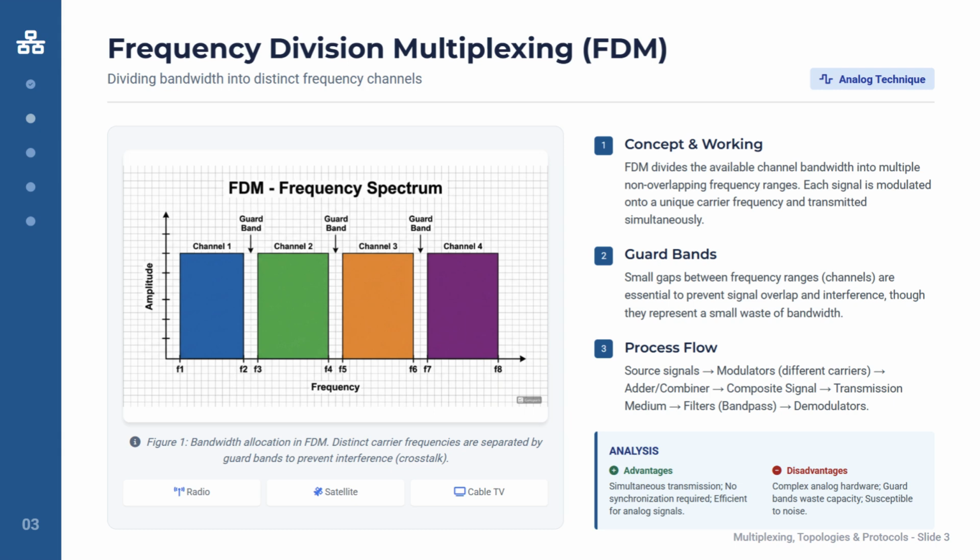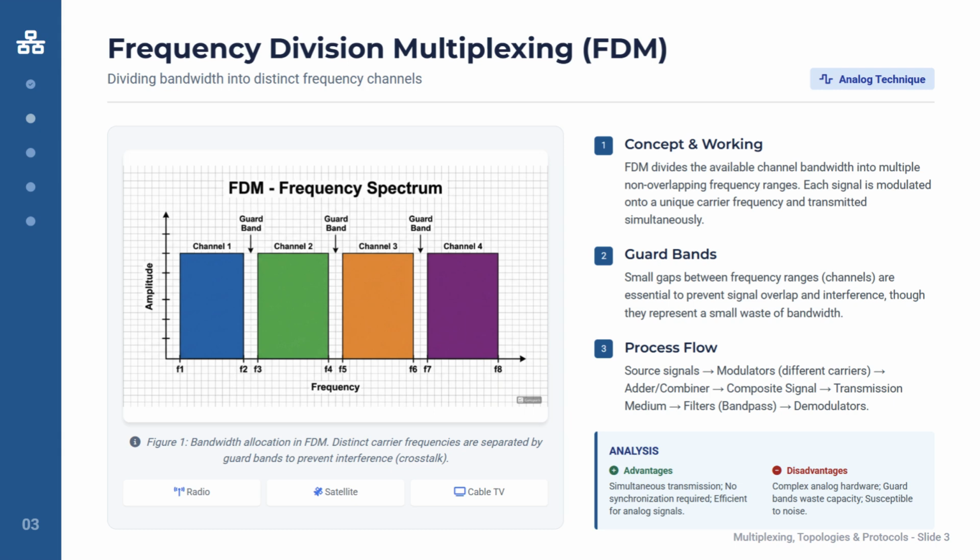But no perfect pie without a few crumbs. Enter guard bands. These are small, intentional gaps in frequency between channels, acting as buffers to prevent signals from bleeding into each other, causing interference or crosstalk. Yeah, they nibble a tiny bit of bandwidth, but it's a small price for crystal clear separation. Without them, it'd be like neighbors blasting music at the same volume, total noise fest. The process flow is a smooth assembly line.